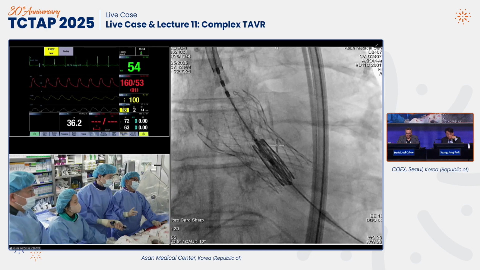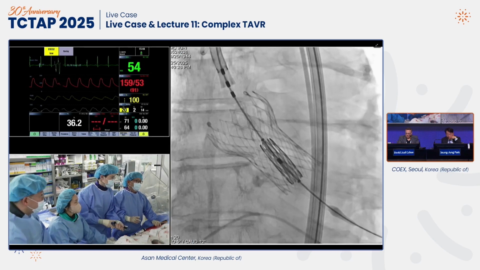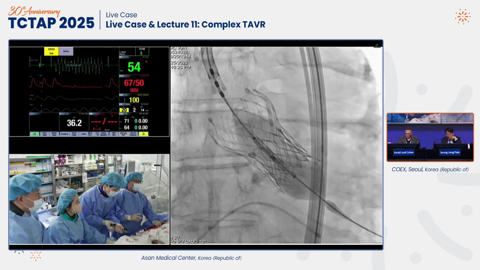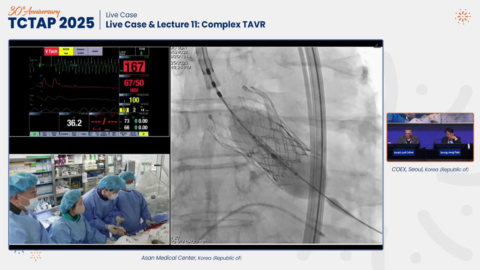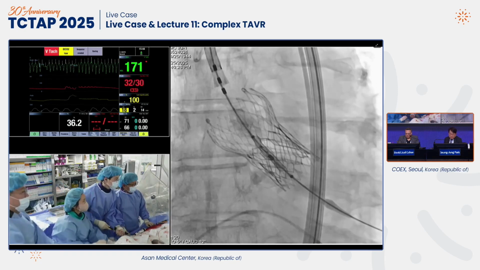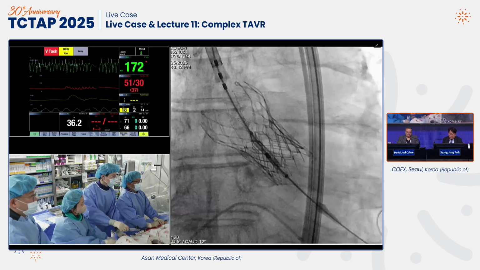Ready? Pacing on. Inflation. Okay. Great. 1, 2, 3, 4, 5. Deflation. Good. Pacing off.